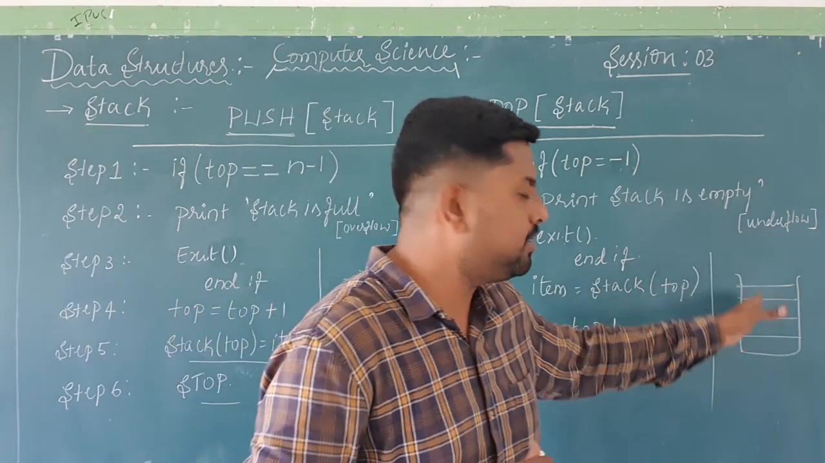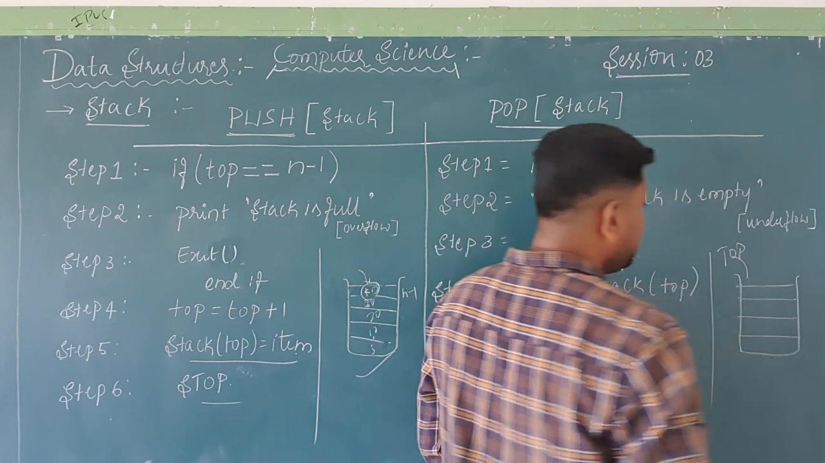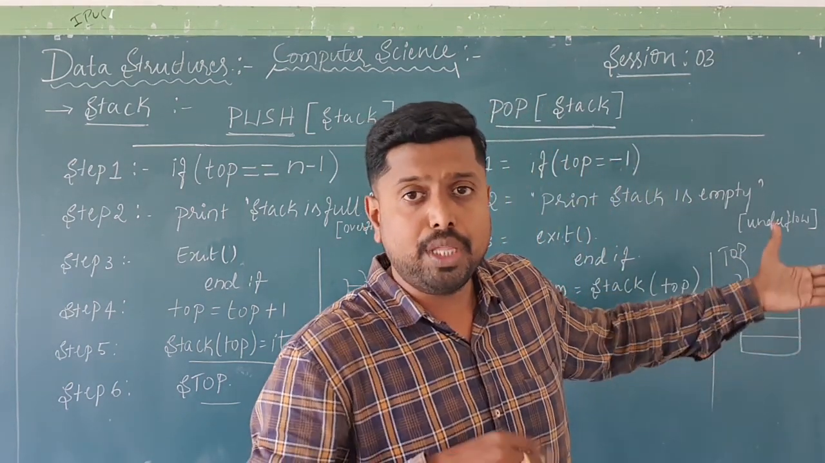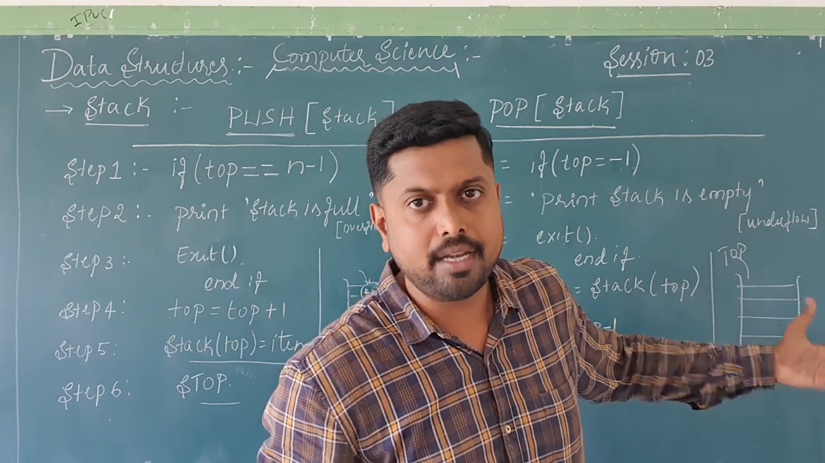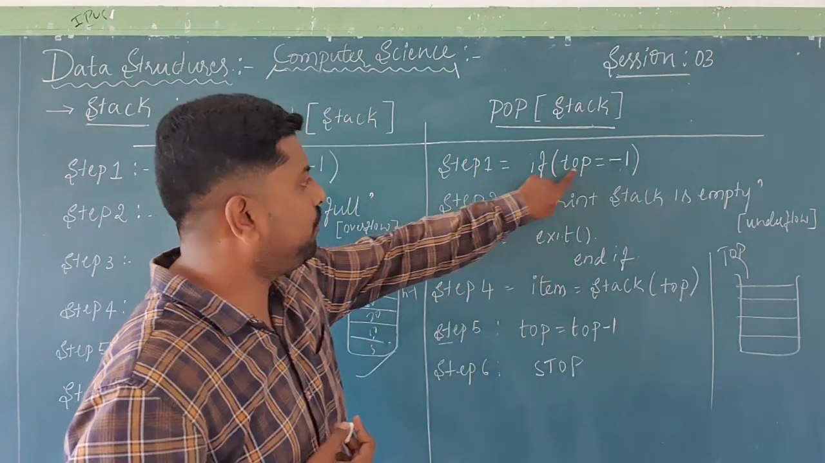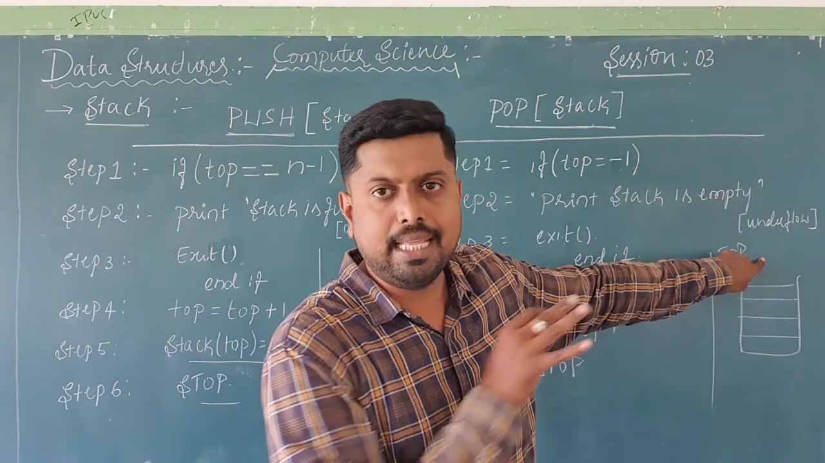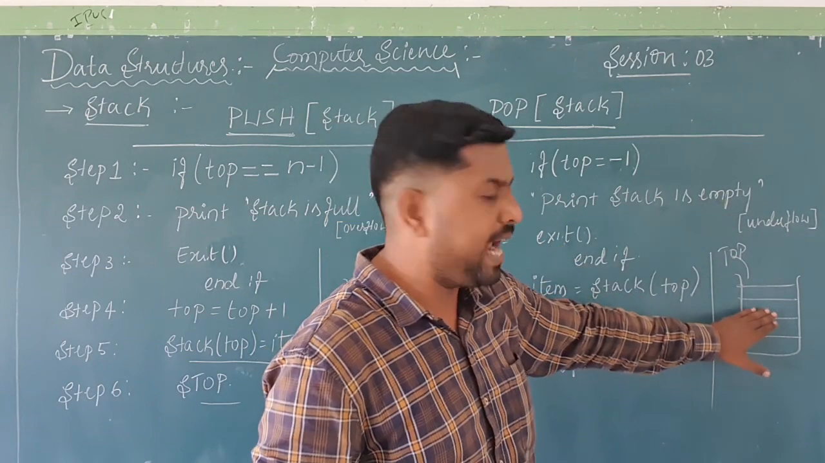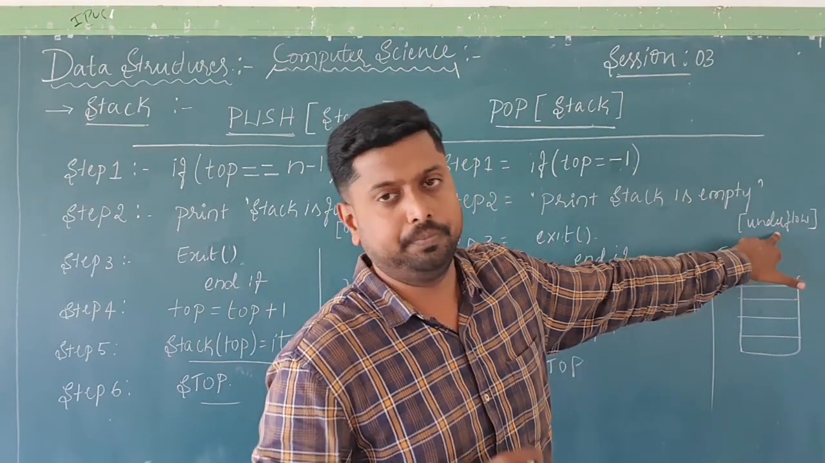See here, this is a stack. This end is what we call the top end. But in this particular stack, there is no element. Then without an element, how will you delete? It's impossible, right? So that condition we have to show first. See here, step 1, if top is equal to -1, it means there is no element in the stack, then print stack is empty. Of course, the stack is empty. This condition is what we call underflow.